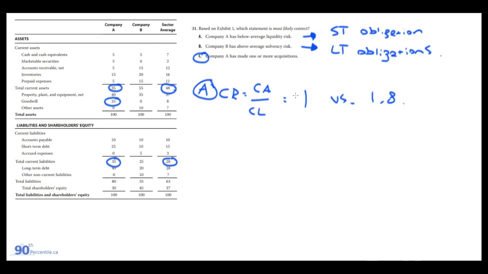Like you can actually see that we have less assets on hand to cover our current liabilities versus the sector average, which has more assets on hand. So in this case, we would actually have above average liquidity risk. So we could actually cross that one out.